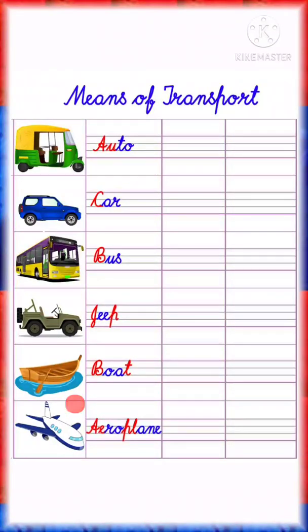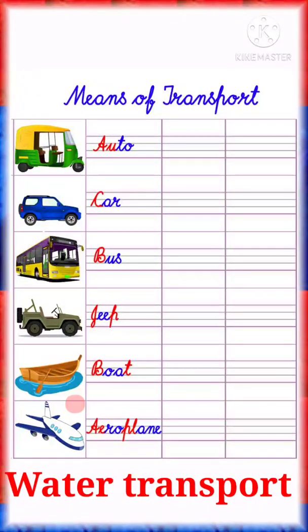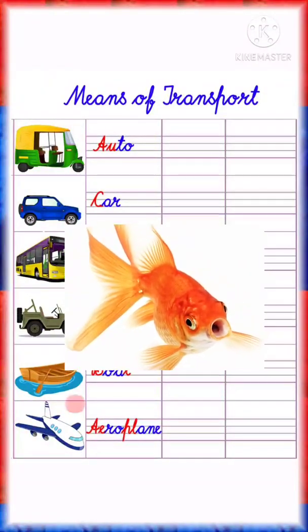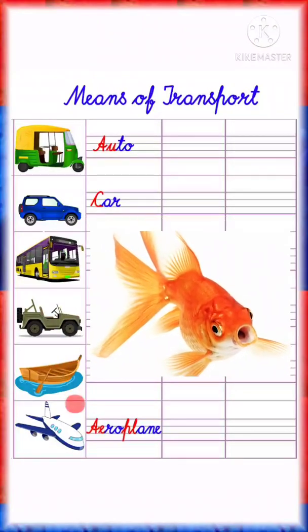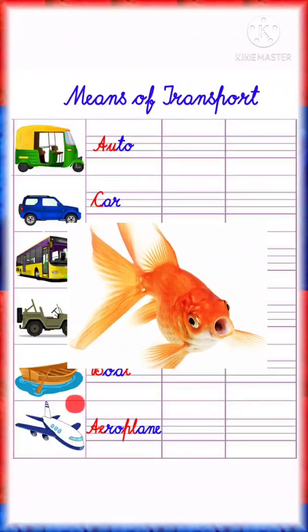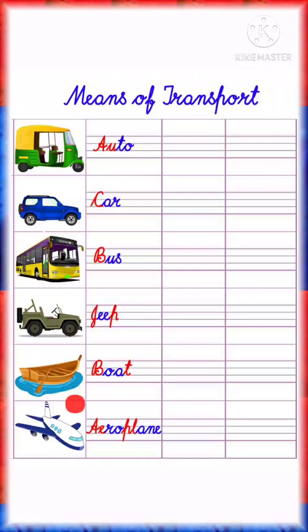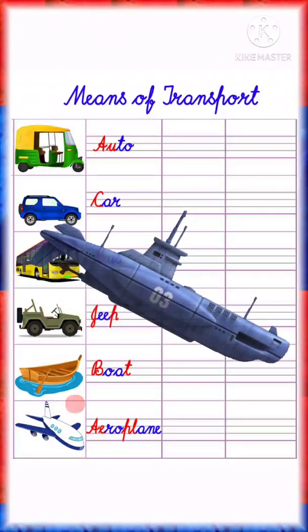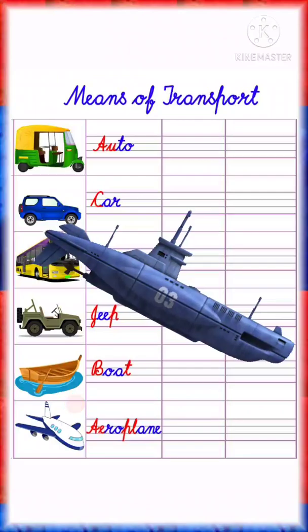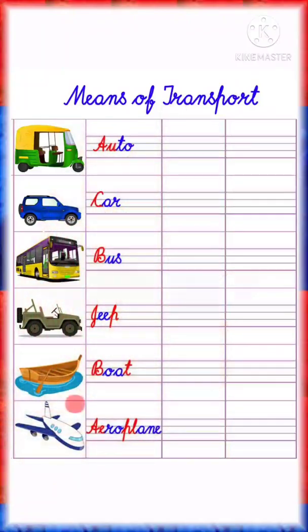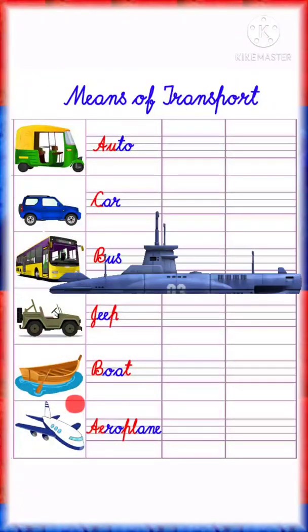Now let's learn about water transport. Children, when you see a fish, do you feel, can we travel like a fish in water? Yes, children, you can also travel in a water with the help of water transport. So let's find out some transports which move on the water. Children, ship, boat, yacht, submarine are water transports. Ship carries goods in large amount, and submarine is that means of transport which goes inside the water.